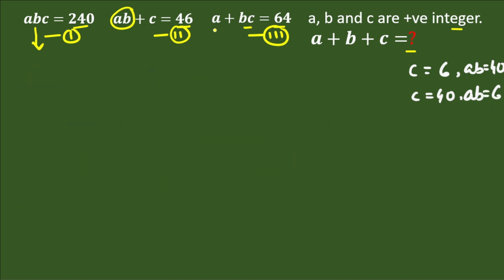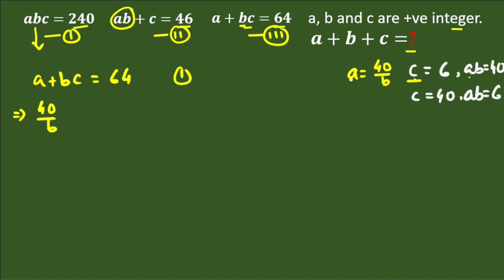In the next step, we'll calculate the value of B after putting the value of C and A here. So look here, our equation 3 is A plus BC equal to 64. Now for the first case, we can write A as 40 divided by B. So we write 40 divided by B as the value of A, plus B multiplied by C, which for the first case is 6, so multiplied by 6, equal to 64.